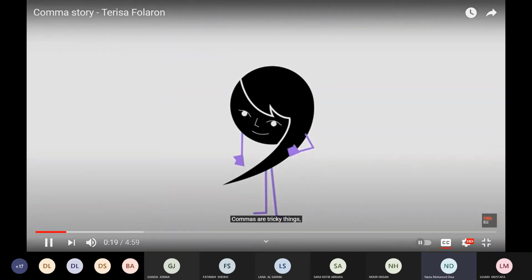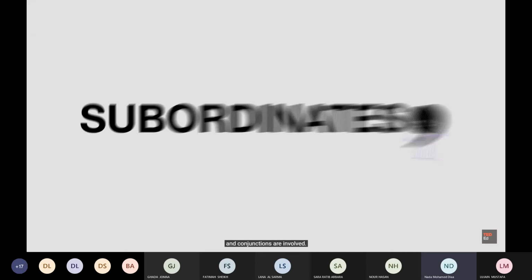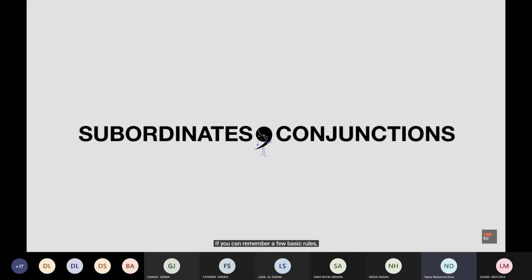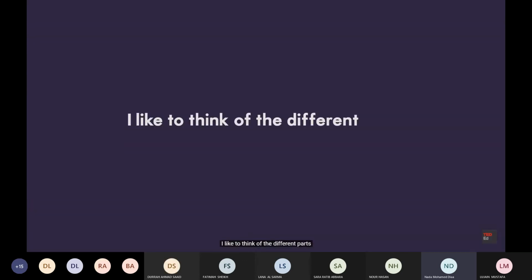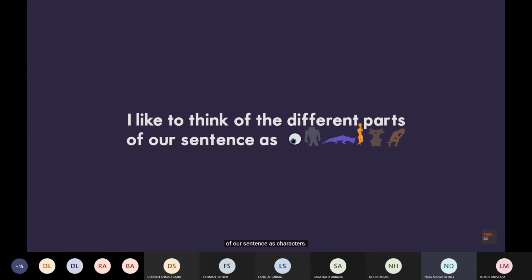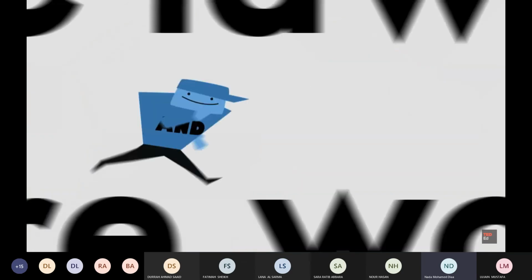Commas are tricky things, especially when subordinates and conjunctions are involved. If you can remember a few basic rules, a simple law of physics, and some common scenarios, you will be able to use commas correctly. I like to think of the different parts of our sentence as characters. Let's meet a few of them: the tiny conjunctions, the mighty subordinates, and the clever comma.